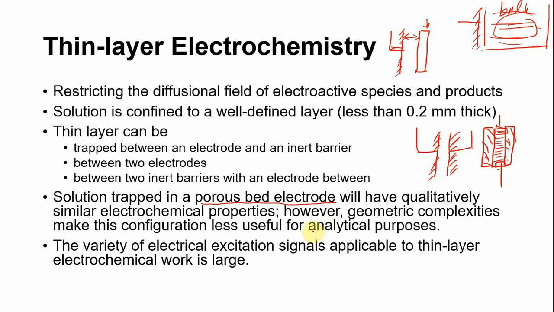We already know that the potential excitation that we apply is quite variable in terms of responses and gives certain information, as we saw in chronoamperometry and coulometry. So that type of variation is already present, and then we also saw an additional advantage in chronoabsorptometry. So the solution under study can be confined in different situations.